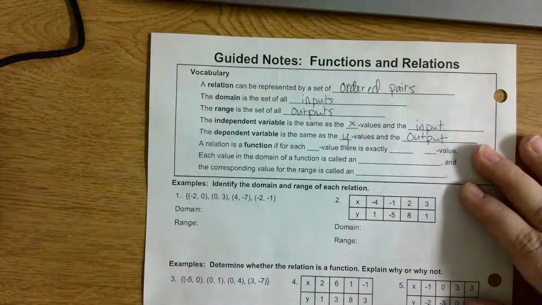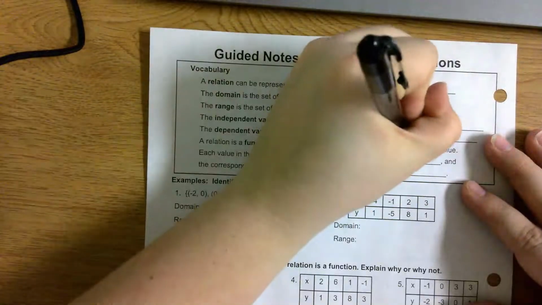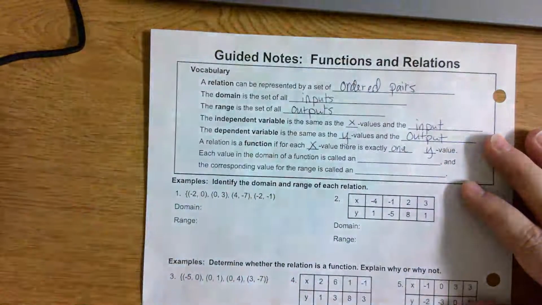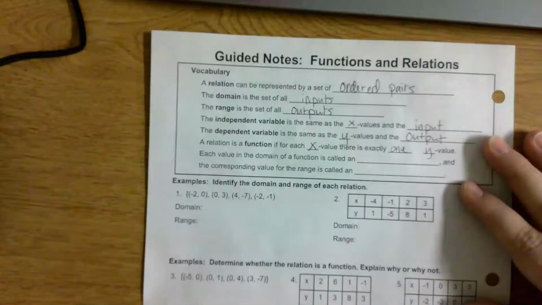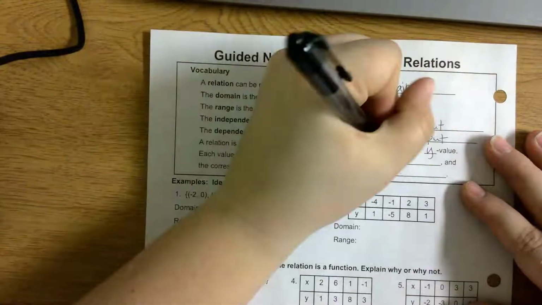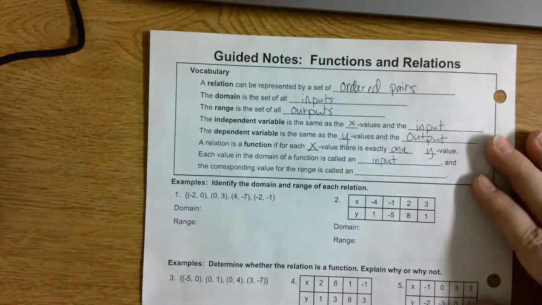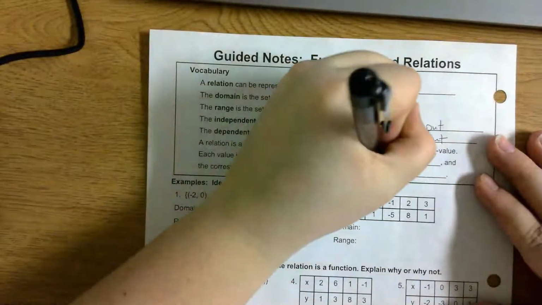A relation is a function if for each x value there is exactly one y value. Each value in the domain of a function is called an input, and the corresponding value for the range is called an output.